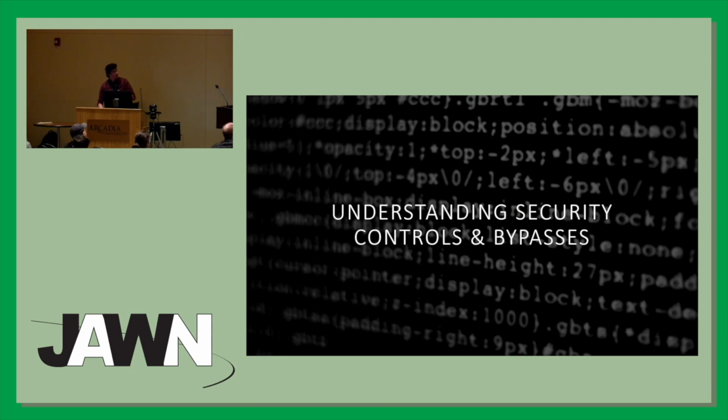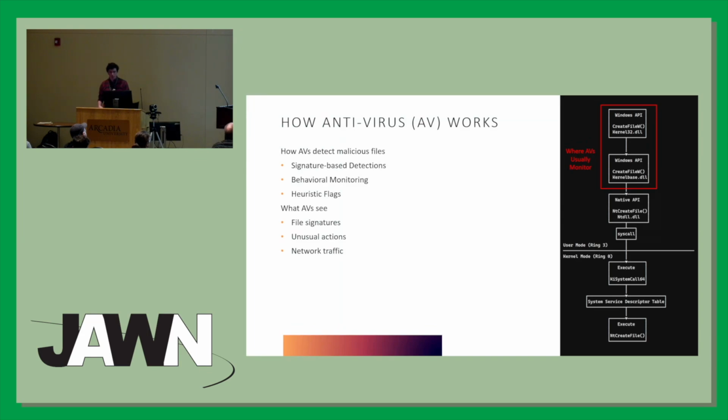So now I'm going to talk a little bit about understanding security controls and their bypasses. This is how most antivirus works. Antivirus usually detects malicious files based off of signature-based detections. These are things like hashes and common strings. They also have behavioral monitoring. So say your malware is writing to some sort of sensitive file, it may be able to alert on that.